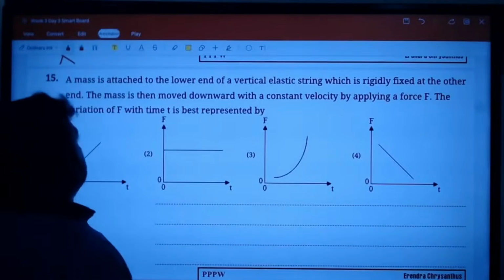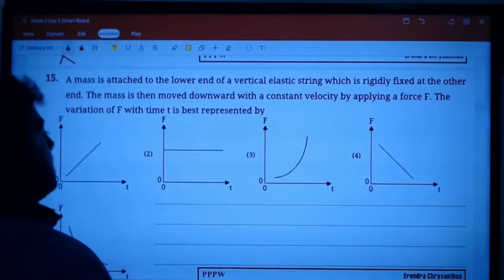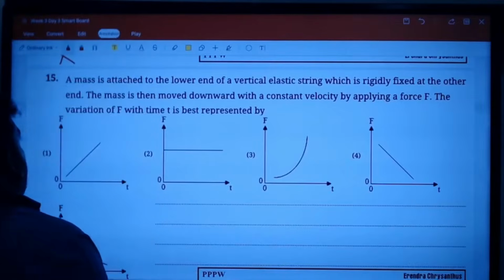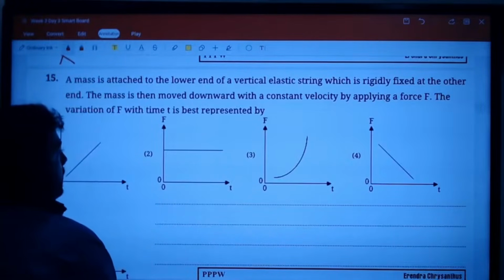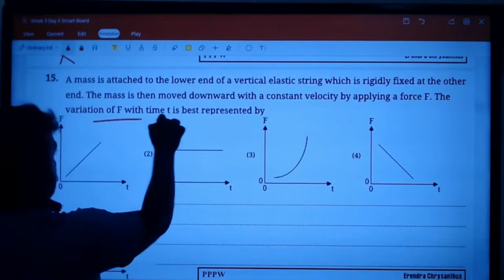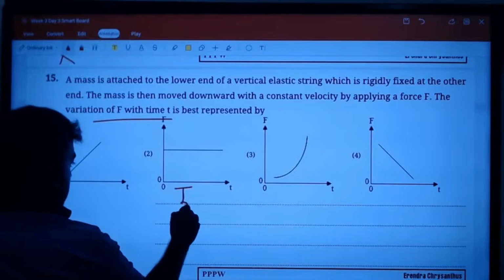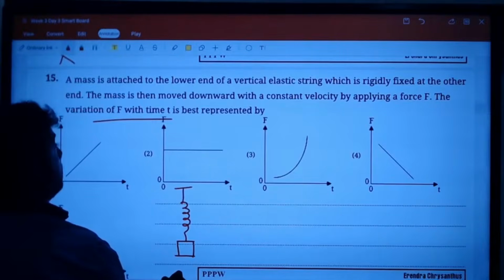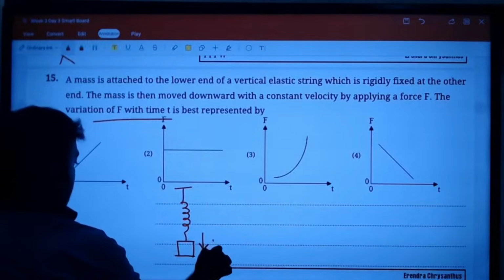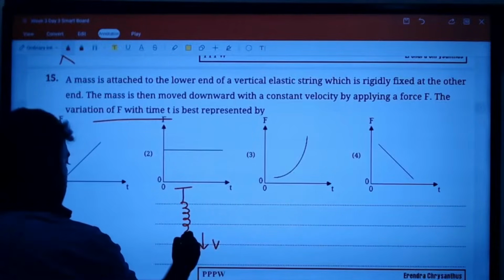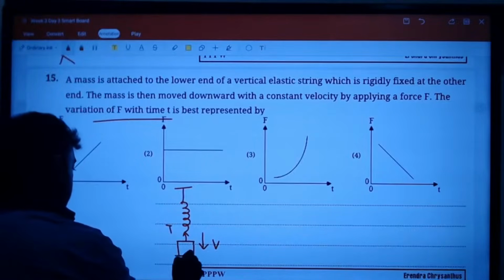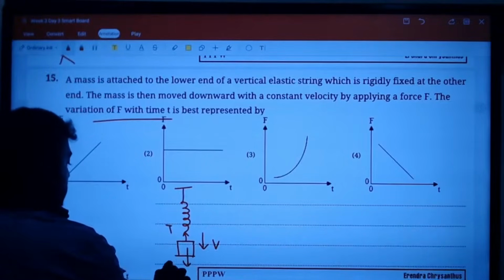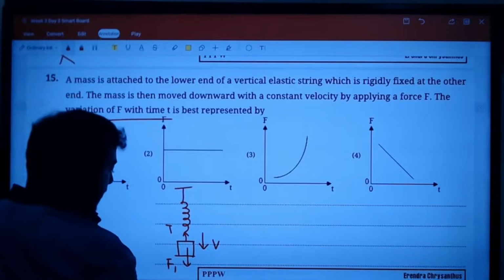A mass attached to the lower end of a vertical elastic string is rigidly fixed at the other end. The mass is moved down with constant velocity by applying a force F. The variation of force with time is best represented by? So here there is a mass. We are moving it down with constant speed. Don't forget there will be tension, and your applied force will change, but tension is changing.